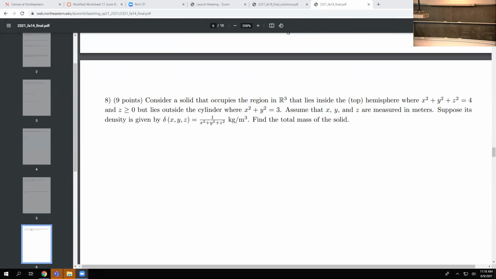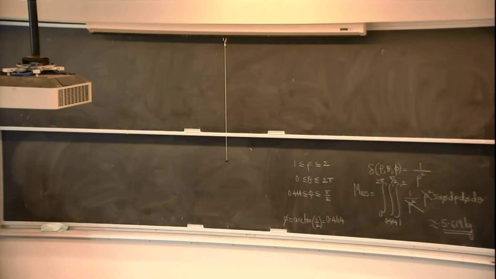All right, is everybody done copying the question? Can I stop sharing? So write down the equations of the sphere, cylinder, z greater than or equal to 0, and the density. That's the main part of the problem. Let me know if you want me to share it again. I can put it up.